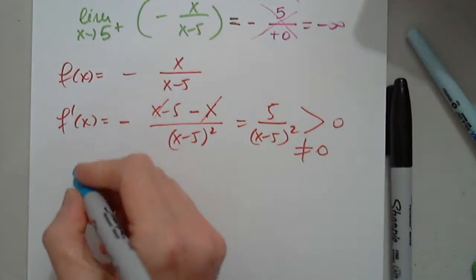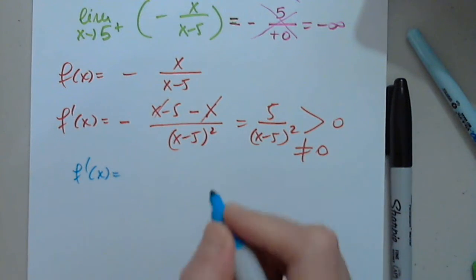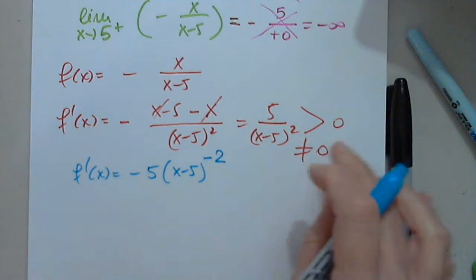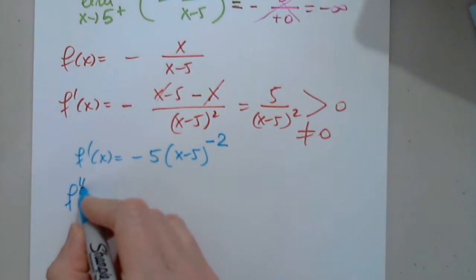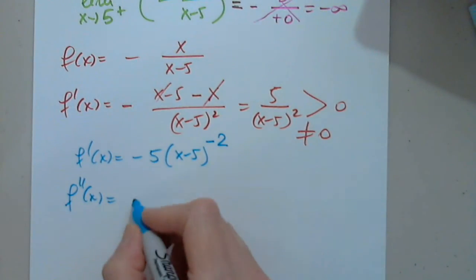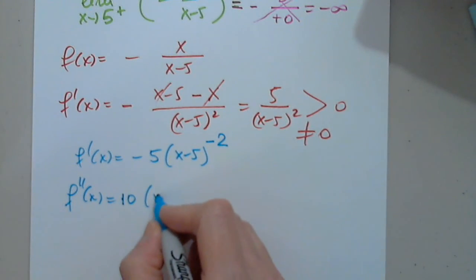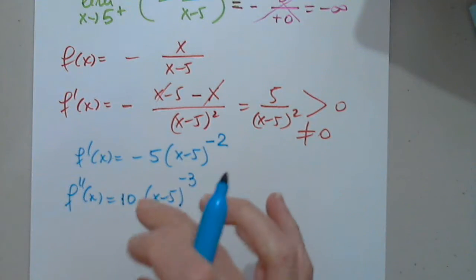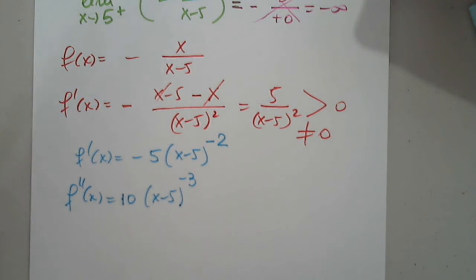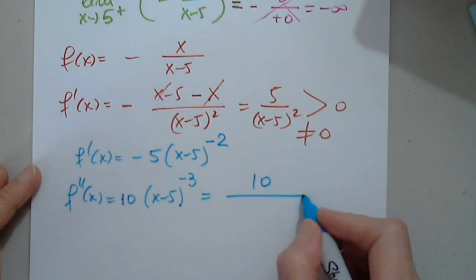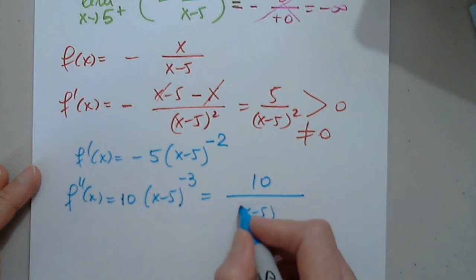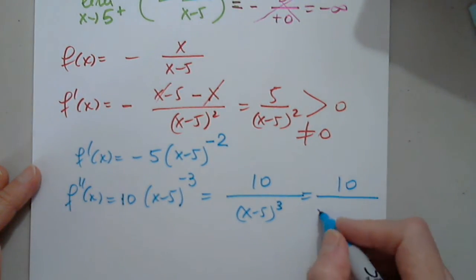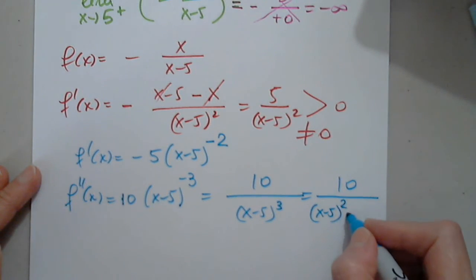Second derivative, after I write the first derivative like this. So now the second derivative, bring down -2, so it's positive 10, x minus 5 to -2 minus 1, which is -3, times the inner function prime, which is 1. So 10 divided by x minus 5 to the third, but I will rewrite it for the study of the sign like this.